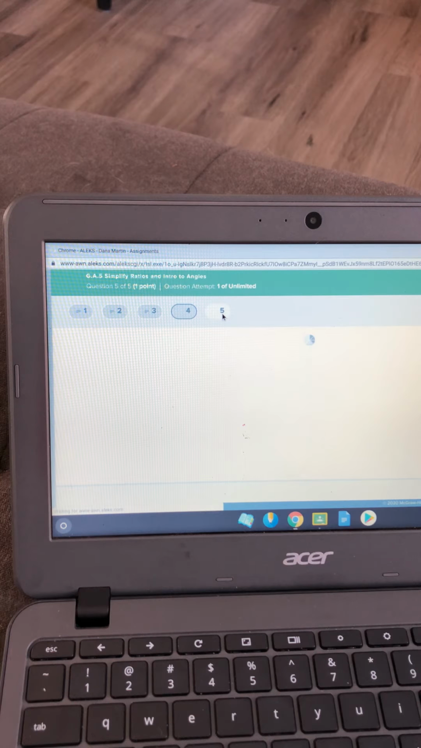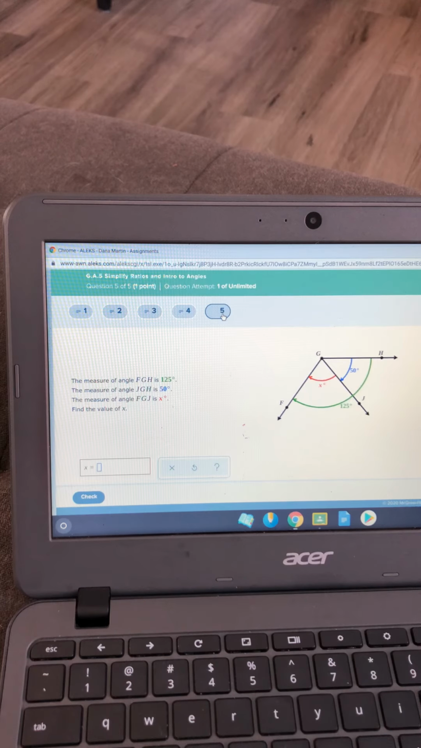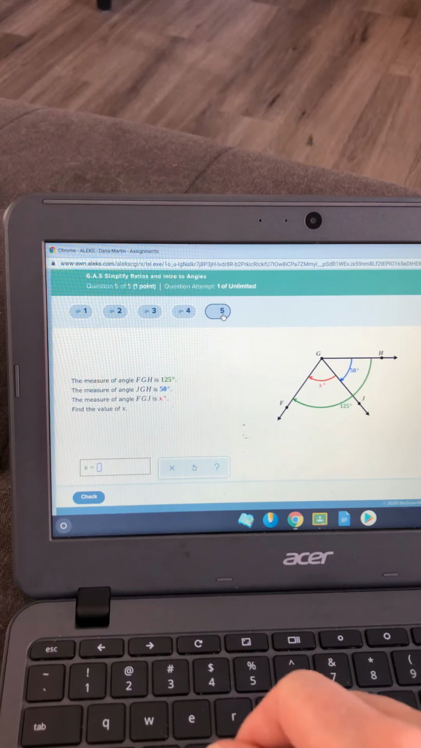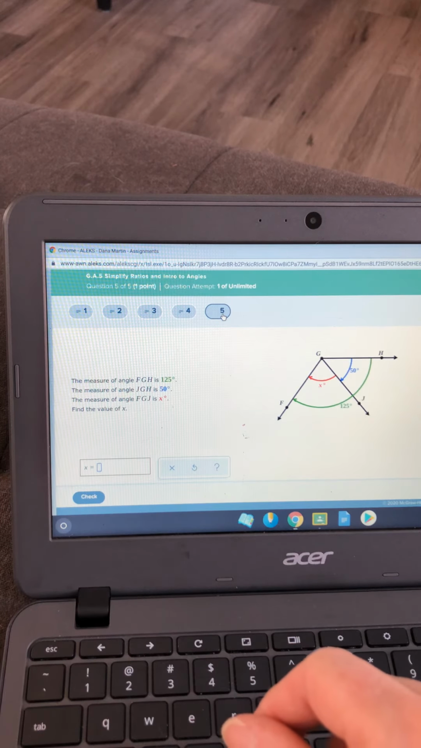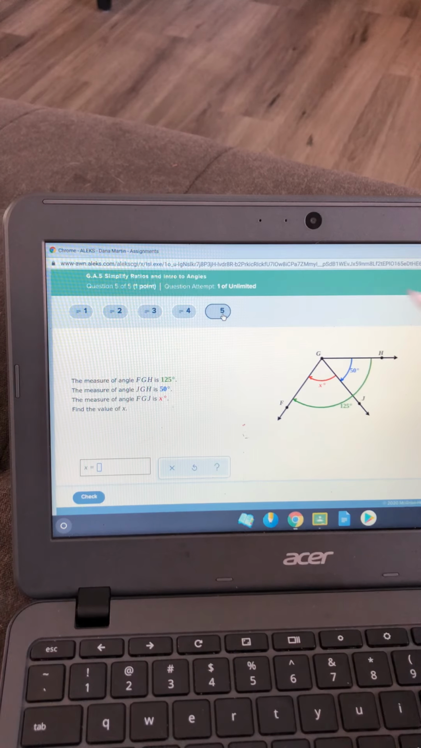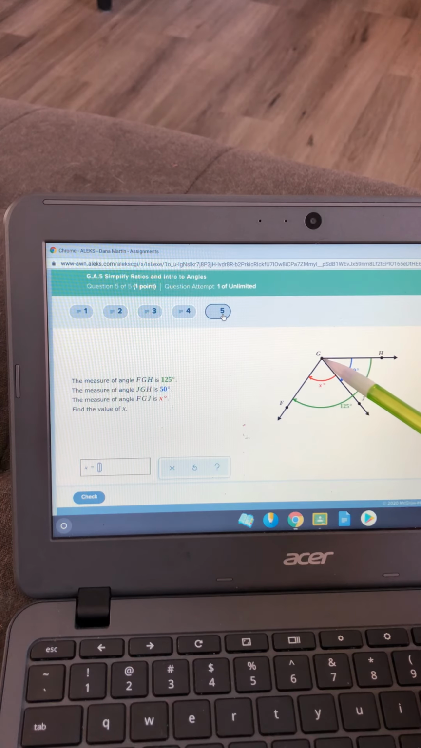Okay, last one. The reason there's not many on this is because look how simple it is. Once you notice it, you know how to do it. You know how to do all of them, any of them that you'd be given. FGH, the big one, is 125. JGH is 50. And FGJ is the unknown. So you take the 50, subtract it from 125, okay?